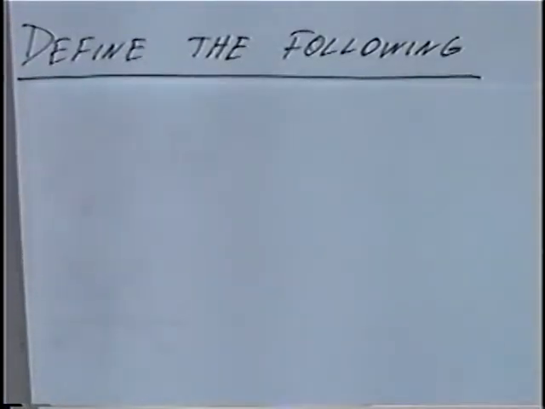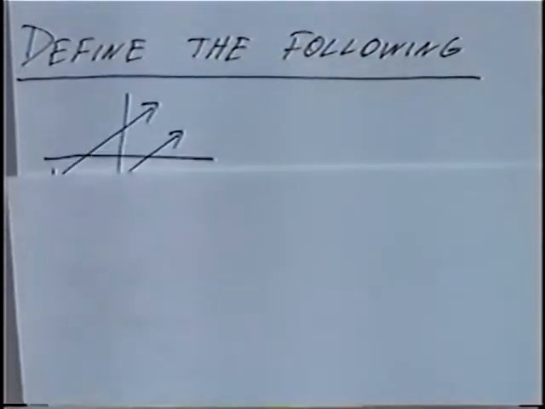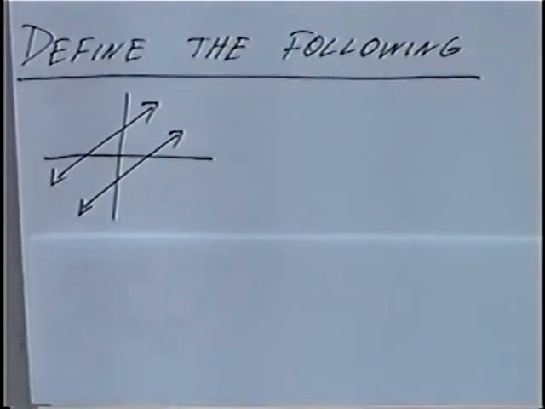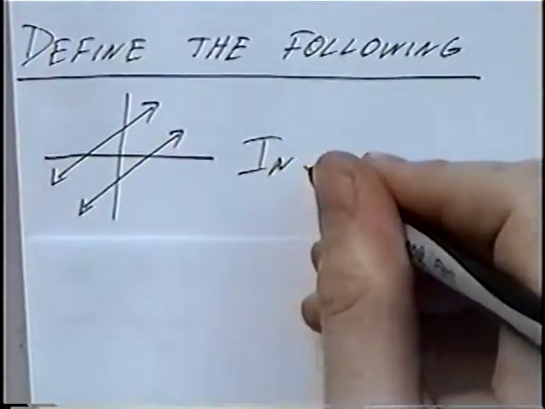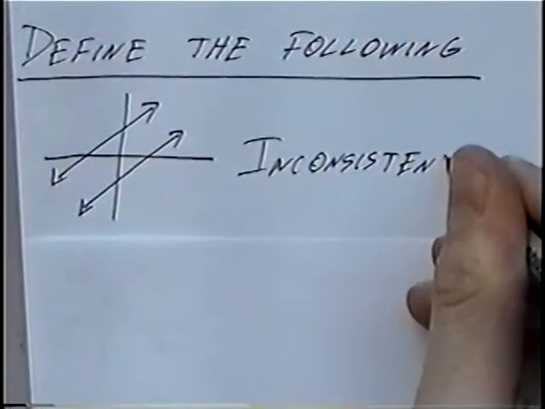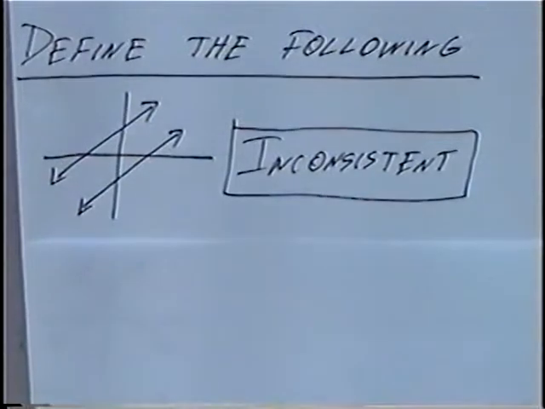Title of the first section is Define the Following. We'll use the definitions that we just did to define two lines that are on a graph. The first graph is two lines that go side by side, or they're parallel lines. Since they're parallel, they're two lines that do not cross, the definition would be inconsistent. Inconsistent again are two parallel lines.